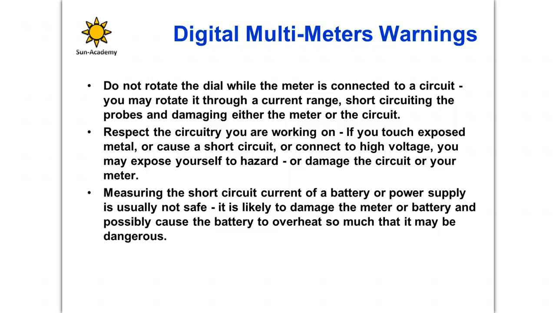Digital multimeter warnings. Do not rotate the dial while the meter is connected to a circuit. You may rotate it through a current range, short-circuiting the probes and damaging either the meter or the circuit. Respect the circuitry you're working on. If you touch exposed metal, cause a short circuit or connect high voltage, you may expose yourself to hazards or damage the circuit or your meter. Measuring the short circuit current of a battery or power supply is usually not safe. It is likely to damage the meter or battery and possibly cause the battery to overheat so much that it may be dangerous.